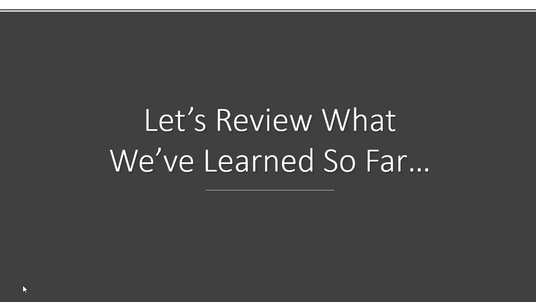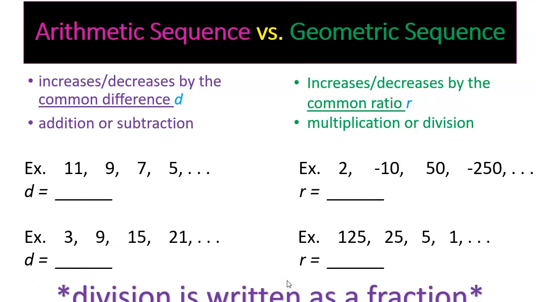Let's go ahead and start by reviewing what we've learned so far this EQ. We've learned about arithmetic sequences, which increase or decrease by a common difference that we write by putting lowercase d equals. And that increase or decrease is going to be addition or subtraction. So when we look at a sequence, we're trying to find out what that common difference is for an arithmetic sequence. The first question you should always ask yourself is, am I increasing or am I decreasing? If I'm increasing, it's going to be addition. If I'm decreasing, it's going to be subtraction.